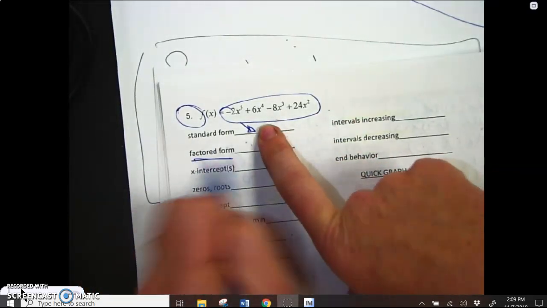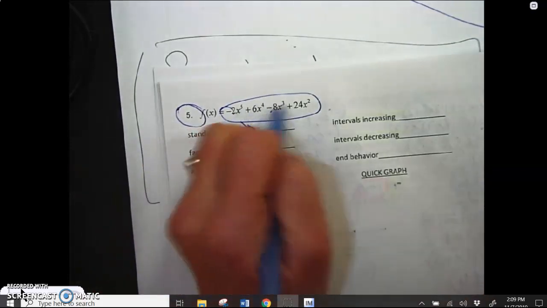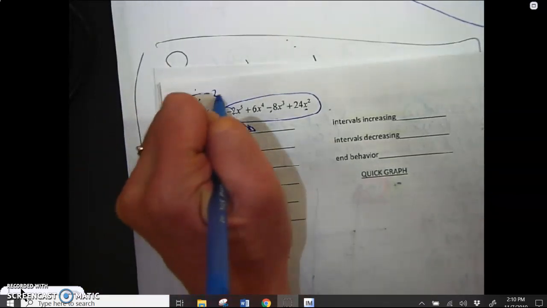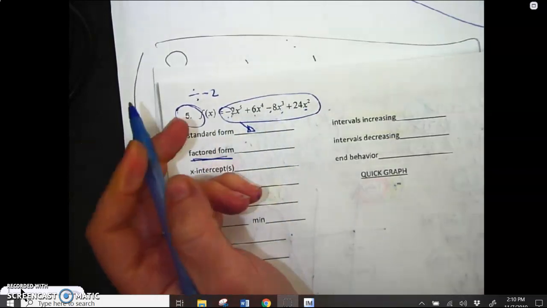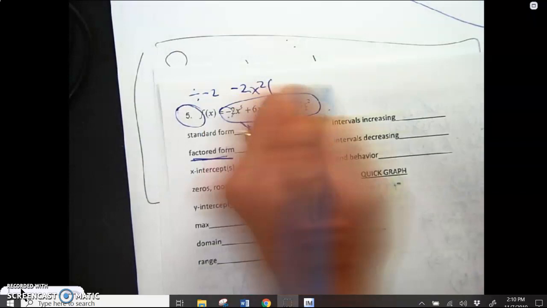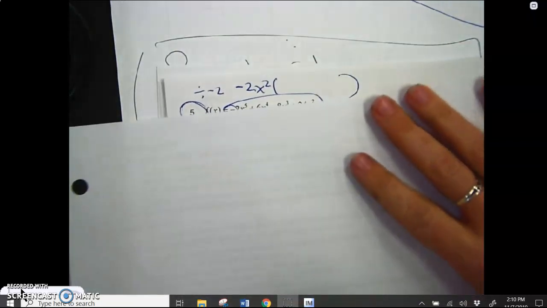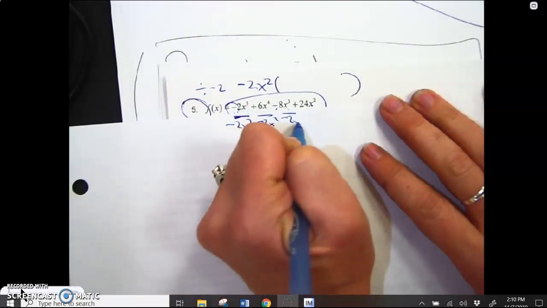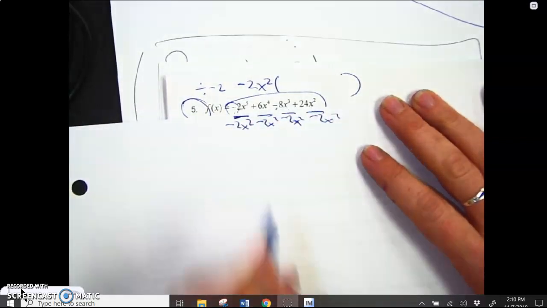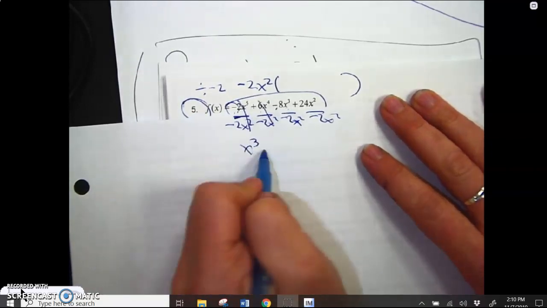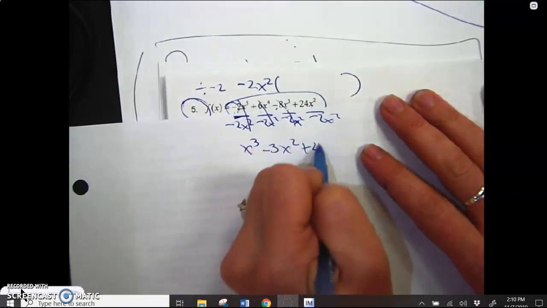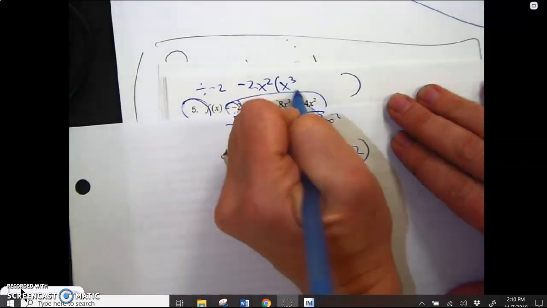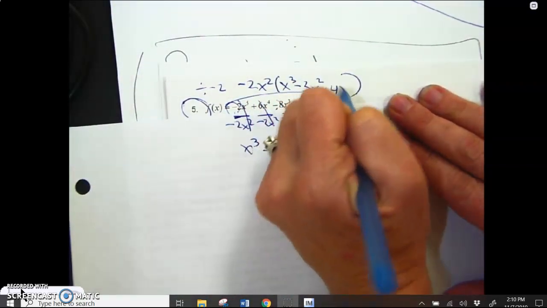So if I'm going to put it in factored form, I better factor it. They are all even, so they all divide by 2. But since that's negative, I'm going to divide it by negative 2. I also notice they both have 2x squareds. So I'm going to divide it by negative 2x squared. If you get stuck, the easiest way would be to do this. Divide negative 2x squared. So that would be x cubed minus 3x squared plus 4x minus 12. Okay? So I get x cubed minus 3x squared plus 4x minus 12.